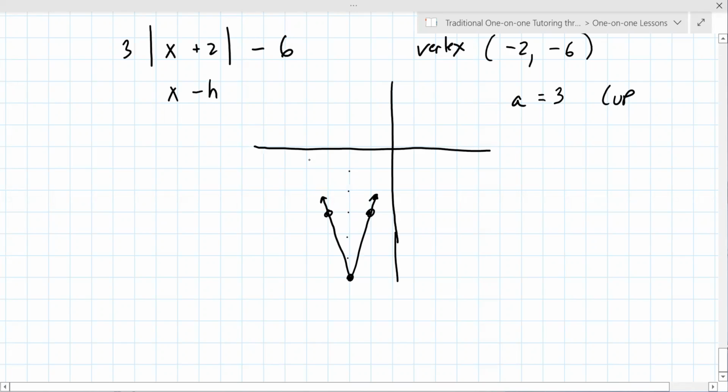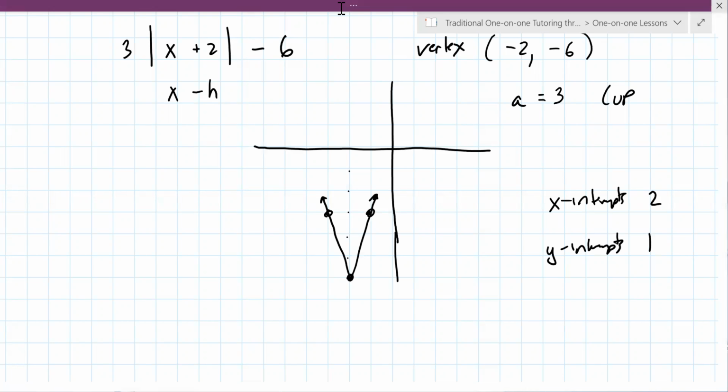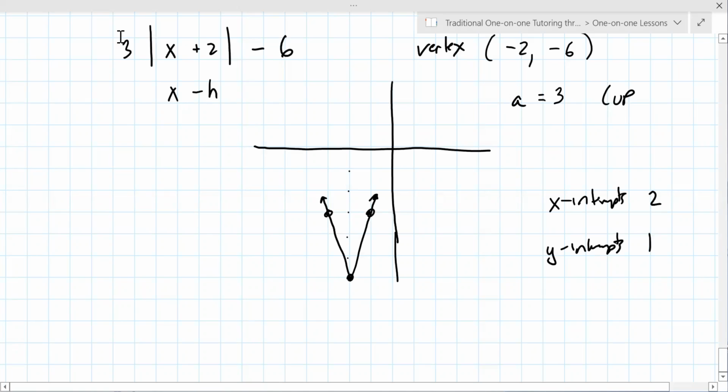Sorry, these lines go on forever. It's hard to visualize too. I'm doing that intentionally, because you've got to visualize that they go on forever. It's an important skill here. So yes, there are 2 x-intercepts. How many y-intercepts does it have? 1.